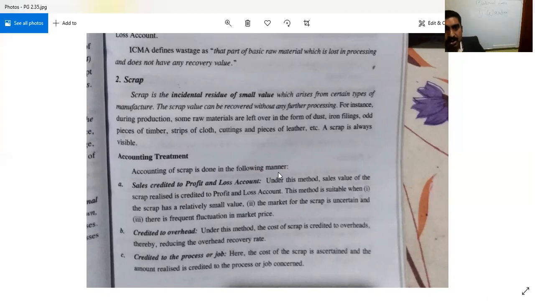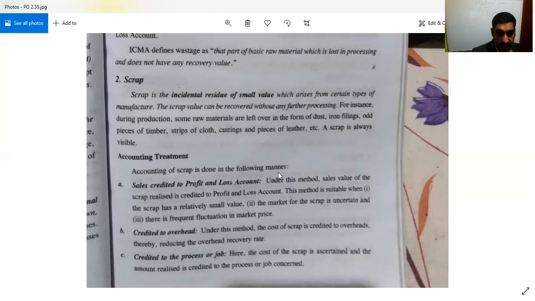So the scrap value can be recovered without any further processing. വീണ്ടും അത് പ്രോസസ്സിങ്ങിനോ ഒന്നിനും ഇടാൻ പറ്റില്ല, നമുക്കത് എന്തെങ്കിലും വേറെ വർക്കിന് വിറ്റ് കളയാനേ പറ്റുള്ളൂ. For instance, during the production, some of the raw materials are left over in the form of dust, iron filling, and old piece of timber, strips of cloth, cuttings, and pieces of leather, etc. So such scrap is visible in nature, while wastage is invisible in nature.